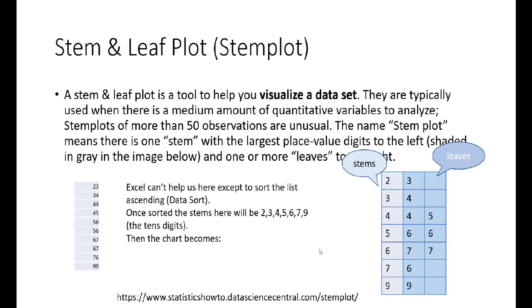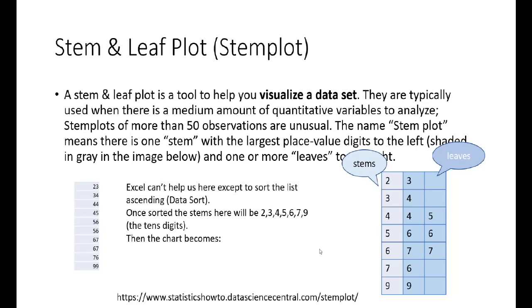These are all 2-digit numbers. So the stems are going to be the tens digits. And those would be 2, 3, 4, 5, 6, 7, and 9. So you're going to create a table, and you can do this by hand in Excel. In the first column, you're going to put the stems, and then you're going to create as many columns as you need to display the leaves.